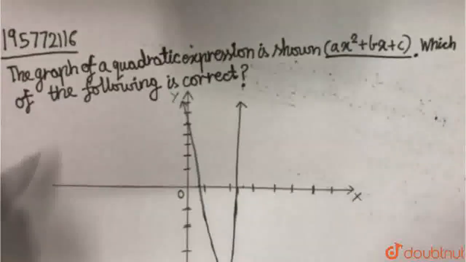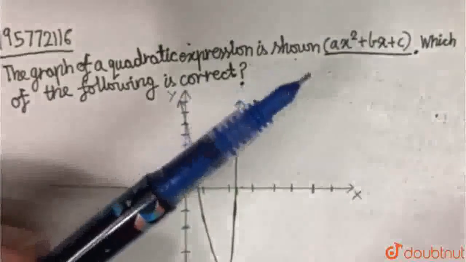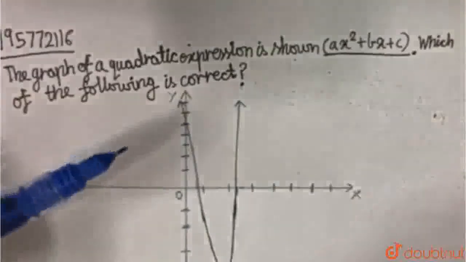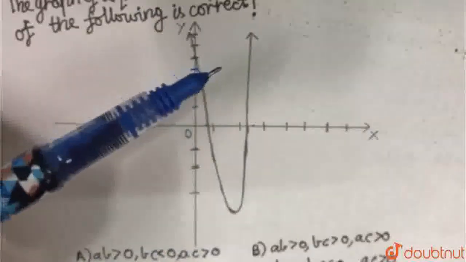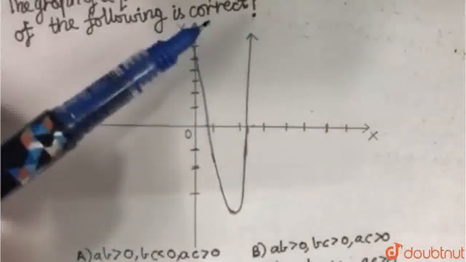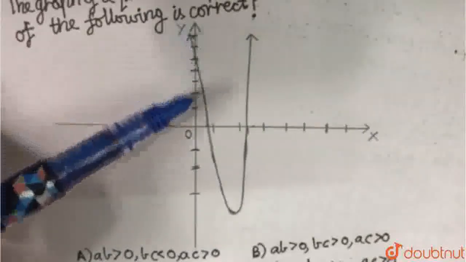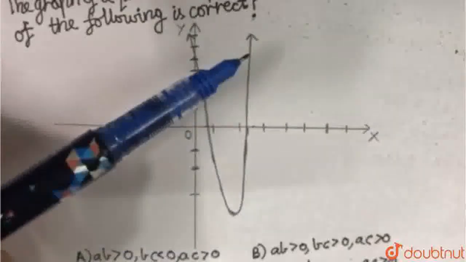The graph of a quadratic expression is shown, which is ax square plus bx plus c. Which of the following is correct? So this is the equation of the graph which is shown. See that it is a graph which is opening upwards.